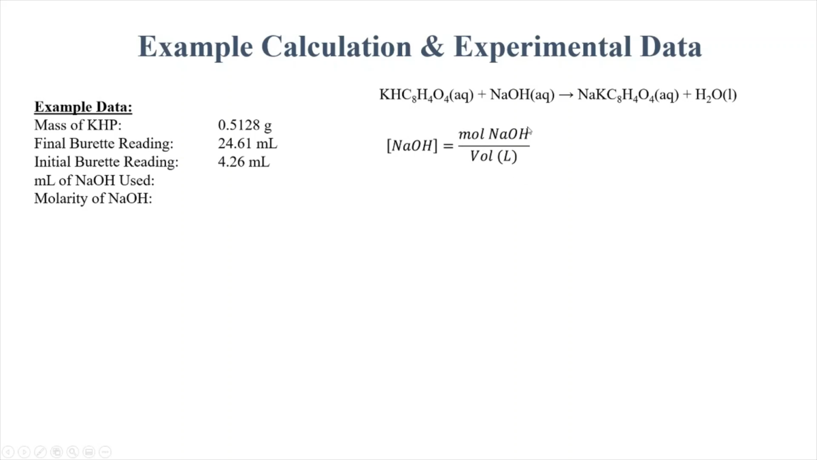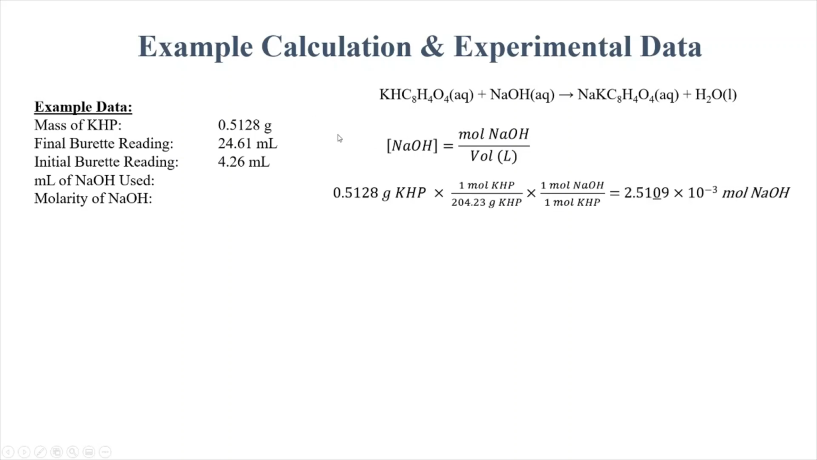Now, the other thing we need is the number of moles. The number of moles is going to come from the fact that we know how much KHP we put in. We have a mass of KHP, we can convert this to a number of moles of KHP, and then at the equivalence point, we know that the moles of KHP is equal to the moles of NaOH. So let's start to execute on some of these calculations.